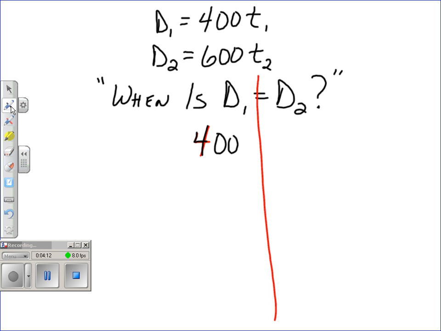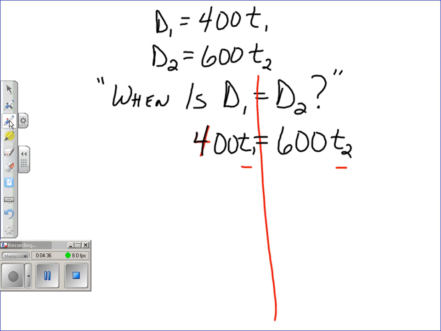That's distracting. The 400 T1, and I can take out the D2 and replace it with an expression that means the same, 600 T2, and we're getting closer. Okay, what's the one problem we have now? Actually, it's 2 problems. We have 2 variables. Remember, we can't solve an equation with 2 variables yet.